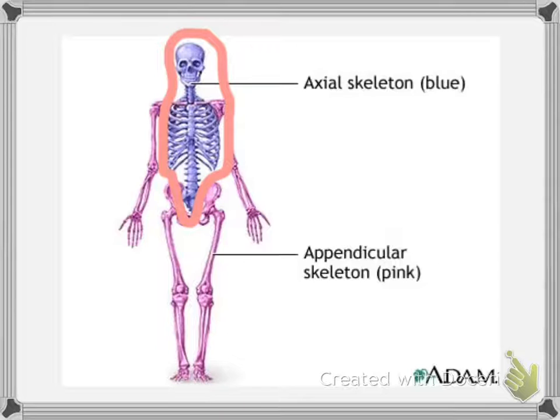Now the appendicular skeleton is unfused, which gives it a greater range of motion, unlike the axial skeleton, making one of the primary functions of the skeleton, locomotion, possible. The appendicular skeleton also protects some of the major organs.